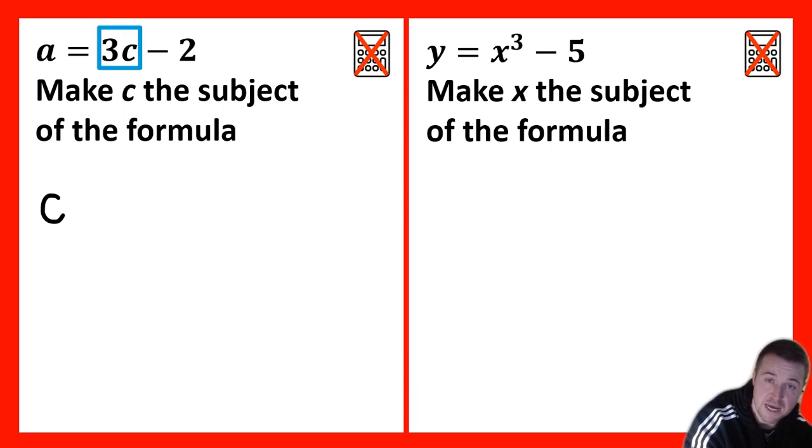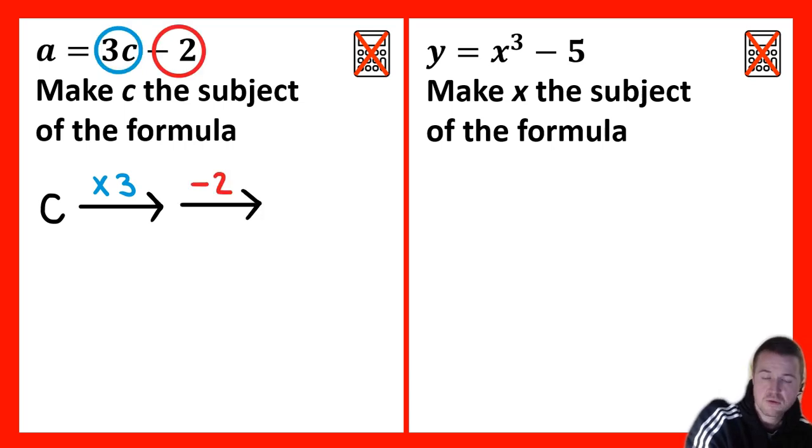The first thing that's happened to c moving forward using BIDMAS is that we've multiplied it by 3. I can represent this with an arrow, and above the arrow, write down the operation of multiplying by 3. Once we have 3c, the next thing we did on the right hand side was we subtracted 2, representing this operation with another arrow and putting minus 2. This gave us the output, which was the left hand side, the current subject, which is a.